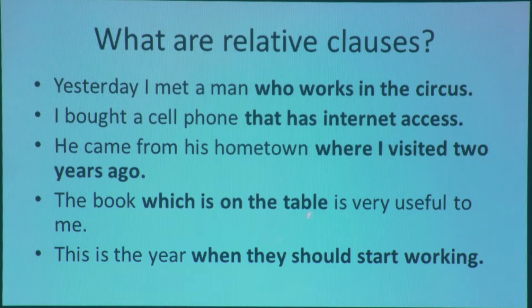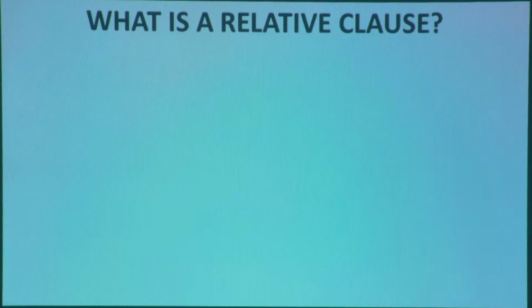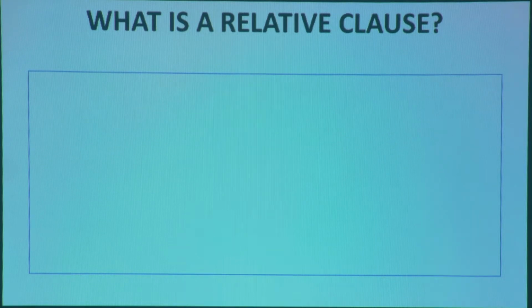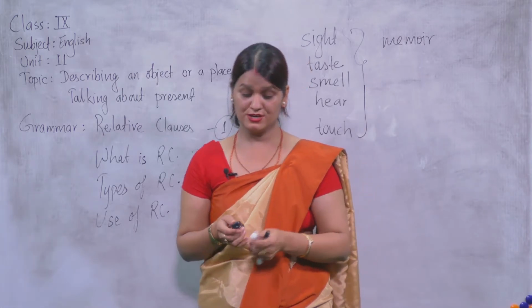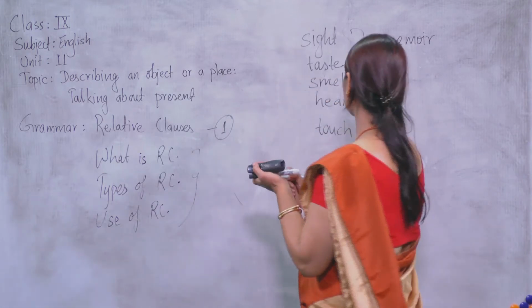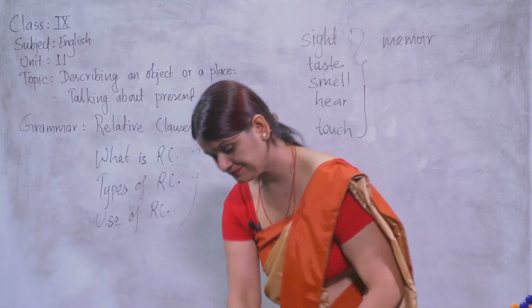The book which is on the table is very useful to me. This, which is on the table, is a relative clause. This is the year when they should start working. So this, when they should start working, is also a relative clause. So in this way we can find relative clauses. Okay, now what idea have you got from this? Let's discuss what a relative clause is then. Relative clauses are clauses which start with a relative pronoun. So what are the relative pronouns then? Let's discuss.